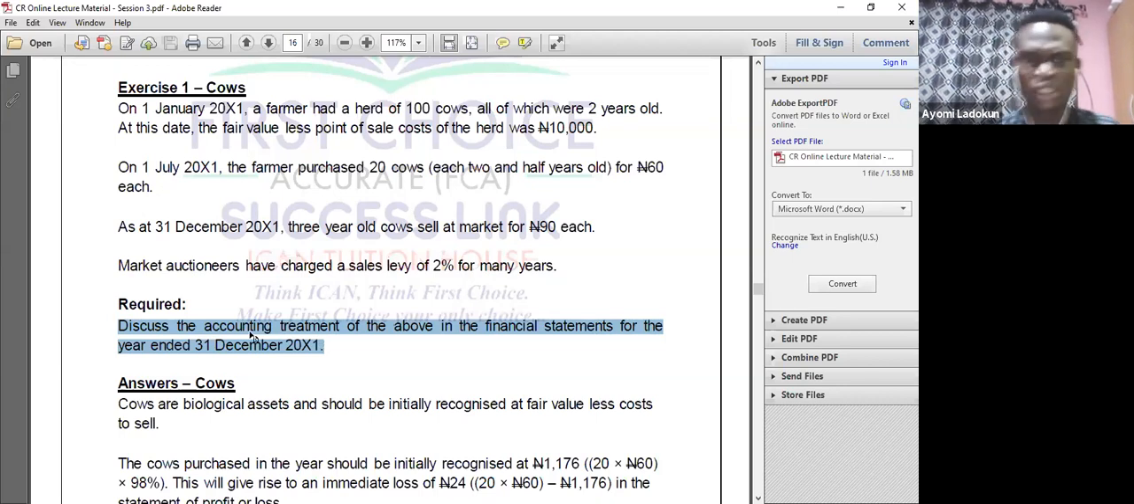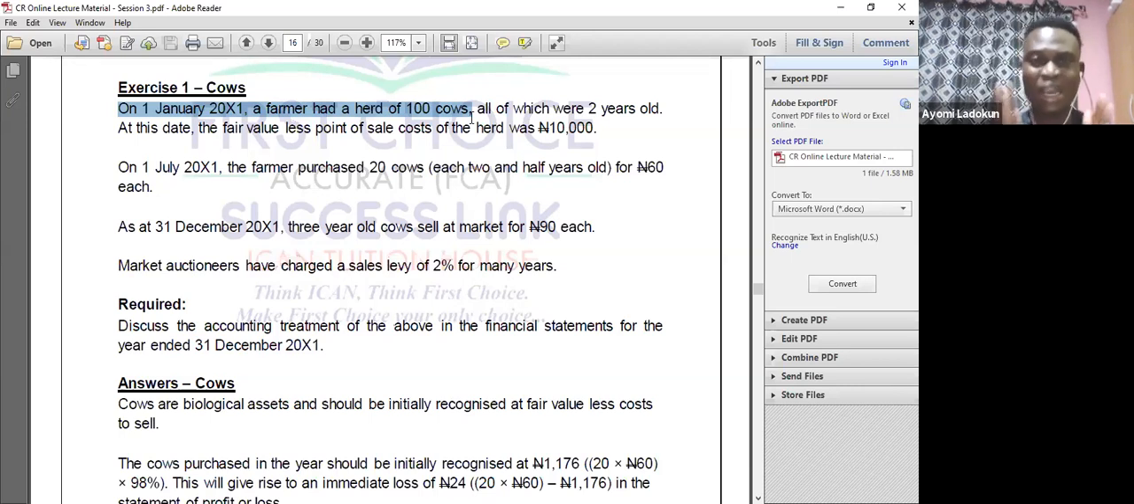Now this is brilliant. Look at the requirements, just like some exercises we've been doing before now. We were told to discuss the accounting treatment. So let me assume I'm in an exam hall. How will I know the standards they are testing? Right from here, they said a farmer had a herd of cows, so obviously it's IAS 41. So the first thing that will come to your mind, since it's IAS 41, is what is the initial recognition?